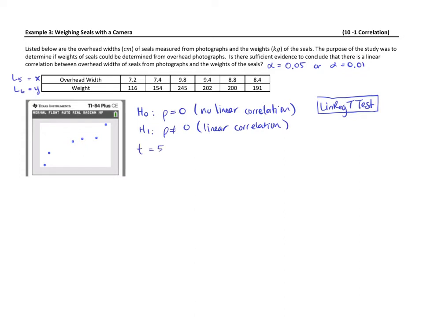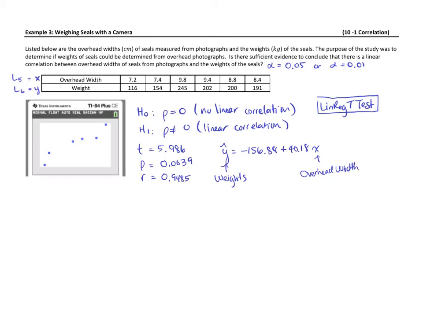In the first slide, and then we will analyze the results. So our test statistic was 5.986. Our p-value was 0.0039. The correlation coefficient is 0.9485. And the regression line, we got negative 156.88 plus 40.18x. So this regression model gives us predicted weights of these seals when we substitute in various overhead widths.